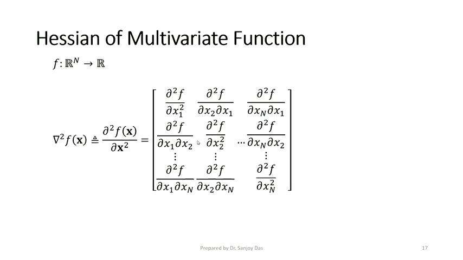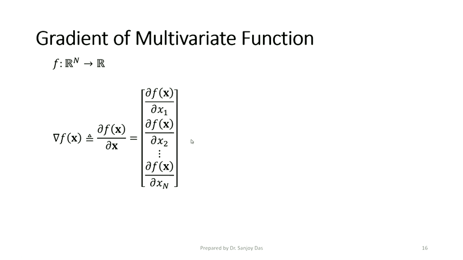Hessian is the second derivative. So the gradient of this function, this is a scalar function, by the way. It's multivariate, but it gives you a scalar value. This is R, right? So del f of x is this gradient. This is a vector of the same size as x.